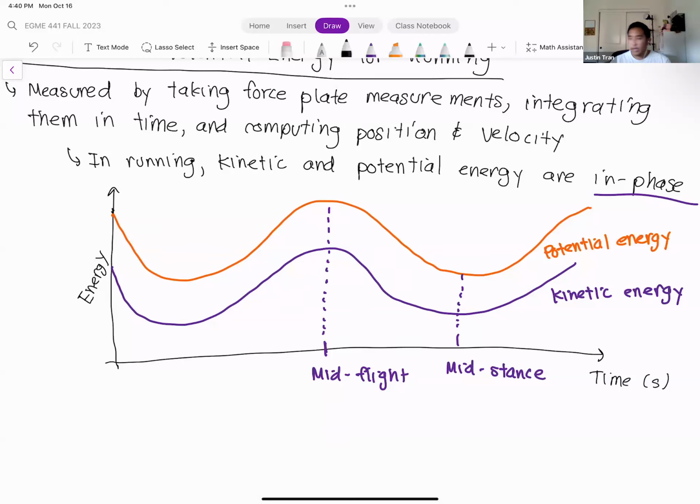Now we have a very different mechanism because these two energies are in phase. We can't really say that our energies here are constant, because our total energy is going to go down when both the potential and kinetic energy go down, and they come up and down here.